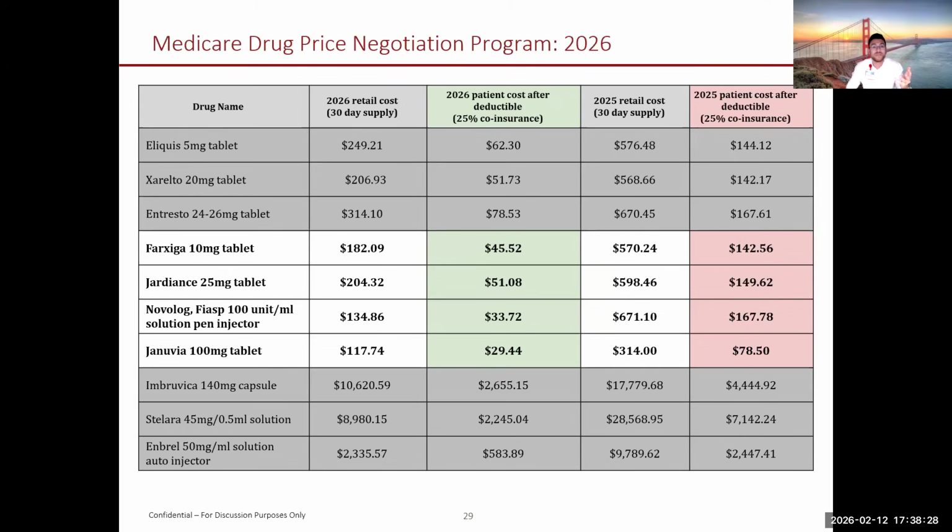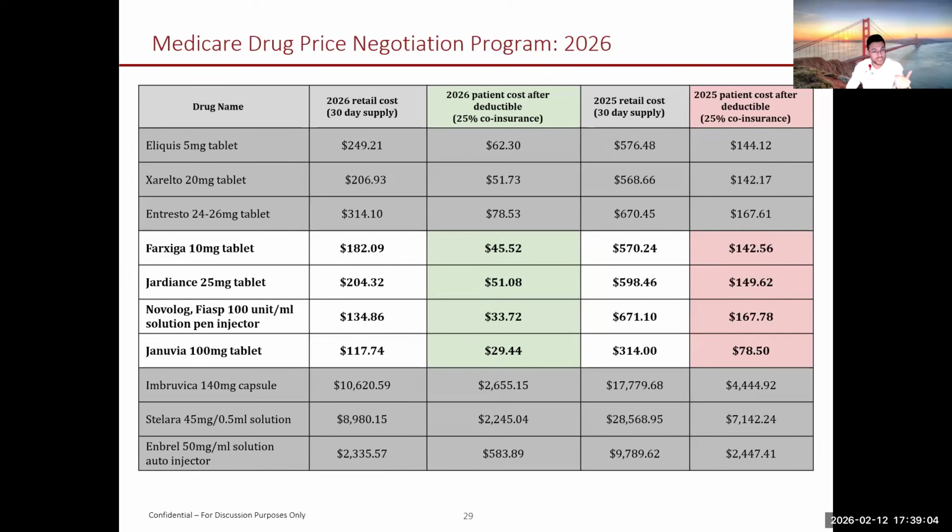So when you look at Farxiga, that first bold, not grayed out medicine, a very common diabetes medication, the retail cost this year is $182. That's a cash price for 30 days. Compared to 2025, which you see to the right, it was $570. In the green is 25% of the cost of the drug this year. That's $45 per month. In the red is that same 25%, but last year when the drug was not part of this program. So last year would have cost us $140 to fill this for 1 month. This year it would cost us only $45 to fill for 1 month.